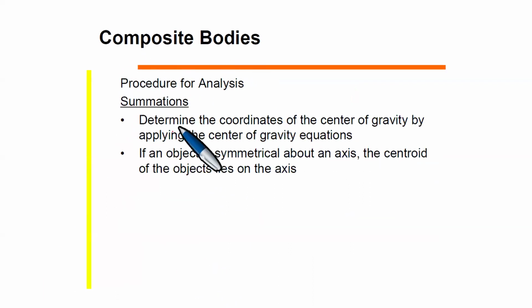Okay, you'll understand what all this means. You don't need to memorize these things. Like composite bodies, the procedure for analysis, the summations: determine the coordinates of the center of gravity by applying the center of gravity equations. If an object is symmetrical about an axis, the centroid of the object lies on the axis.